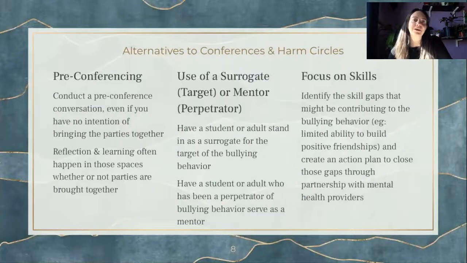Here are the restorative responses to the perpetrators of bullying that I found myself using most often. First, I will often conduct a pre-conference with the student, even if I already have zero intention of bringing the parties together. There is so much reflection and introspection that takes place during a pre-conference, and I can still facilitate that experience for the perpetrator to cultivate empathy for who has been harmed, to create space for them to take responsibility for their actions, to explore ways they might repair the harm that was caused to our larger community.